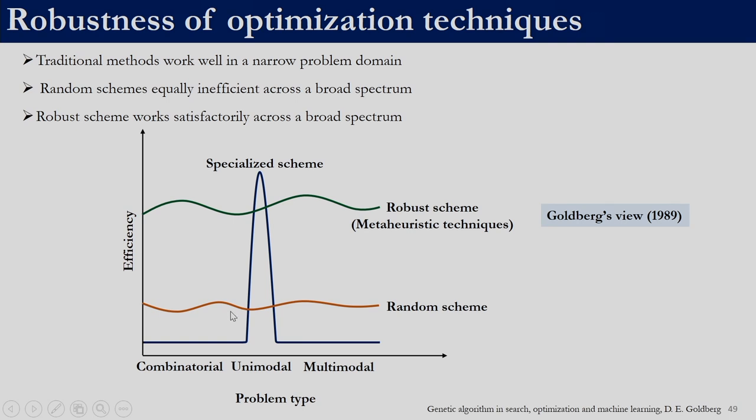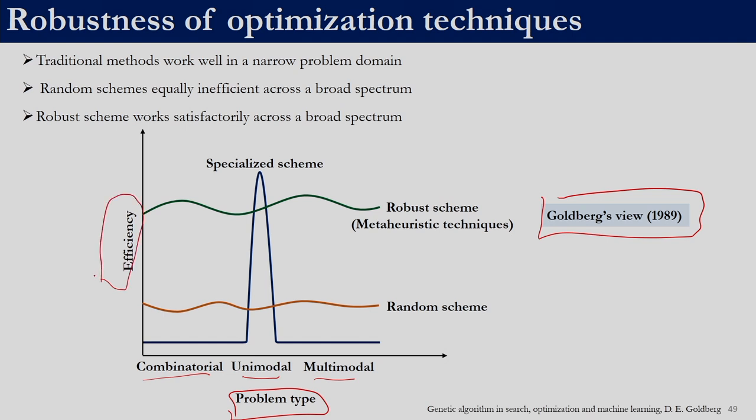So this is Goldberg's view. Goldberg was one of the pioneers who worked on meta-heuristic techniques. These are the various types of problems: unimodal, multimodal. We have seen what unimodal and multimodal problems are. Combinatorial problems are those which involve a large number of integer variables. This is the problem type on the x-axis. Over here we have the efficiency of the technique. If we employ some random scheme, it is going to perform poorly on all the problems.